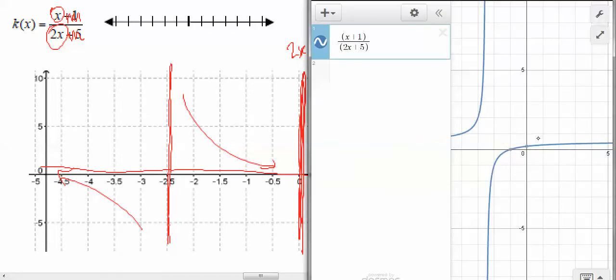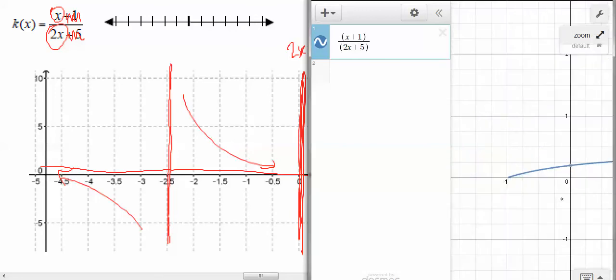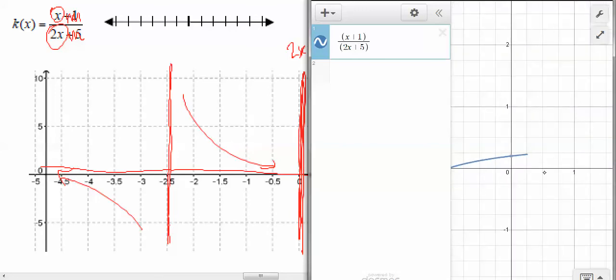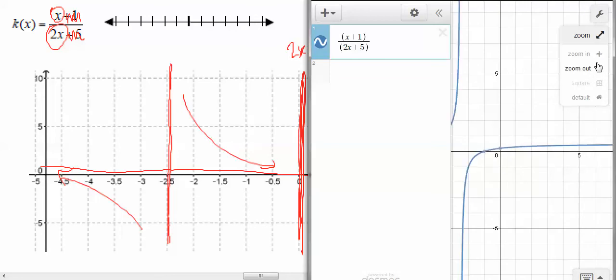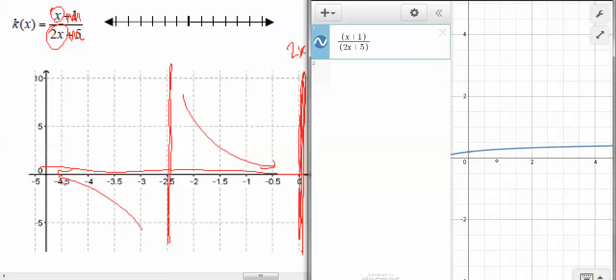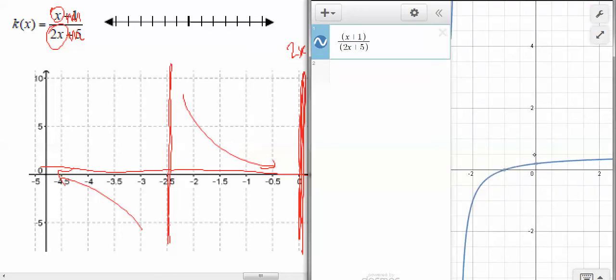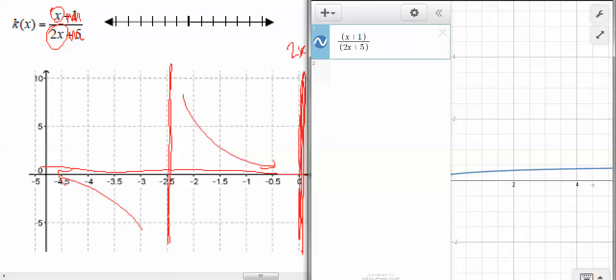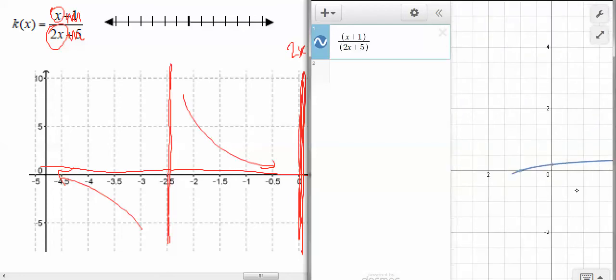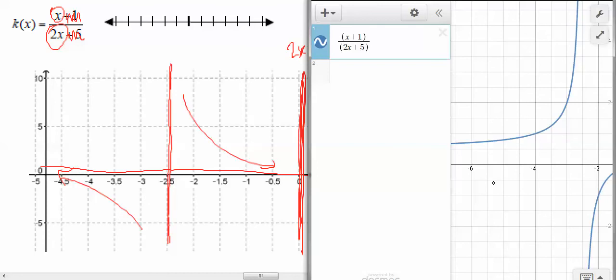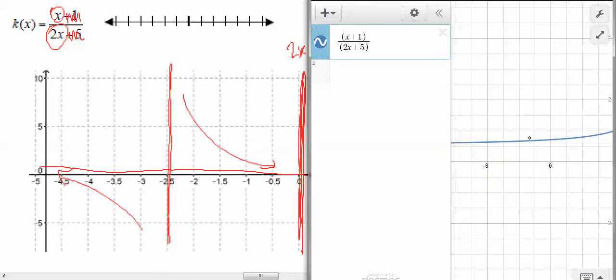Let's zoom in really well and see where it tapers off to. It looks to me like it gets closer and closer to this line up here. Does it ever touch that? Let me see. This is 1 and this is 1/2, so it's going to get closer and closer to that line as I go out that way. If I go the other direction, it's going to go closer and closer to that line.